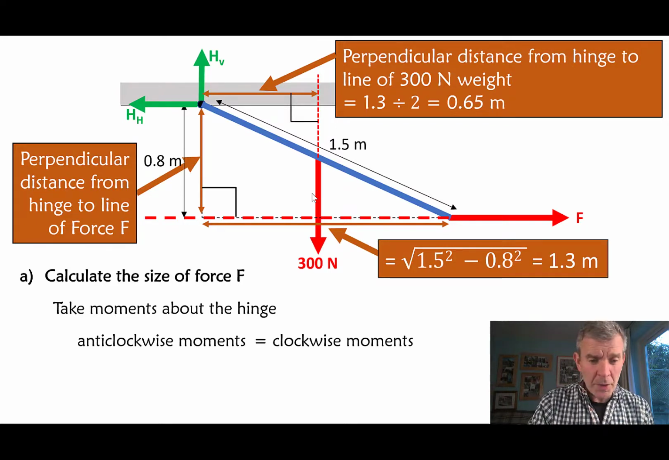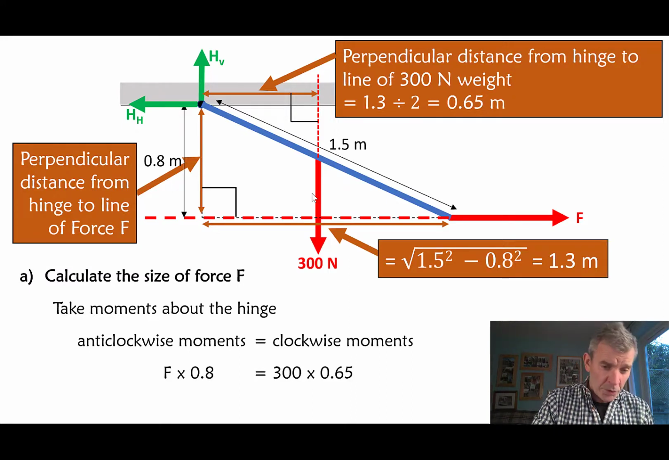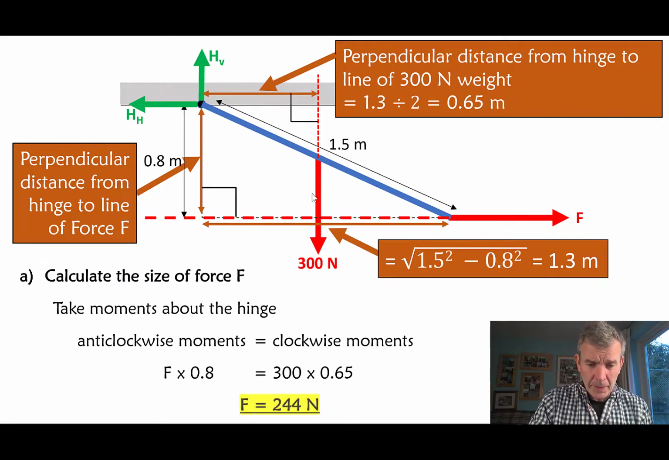Going back to our equation, anti-clockwise moments equal clockwise moments. So our anti-clockwise moment is our force times the perpendicular distance, which we've just shown is 0.8, equals the clockwise moment, which is our 300 newton weight times its perpendicular distance from the hinge, which we've just calculated as 0.65 meters. Reorganizing that and doing the calculation, we find that F is equal to 244 newtons.